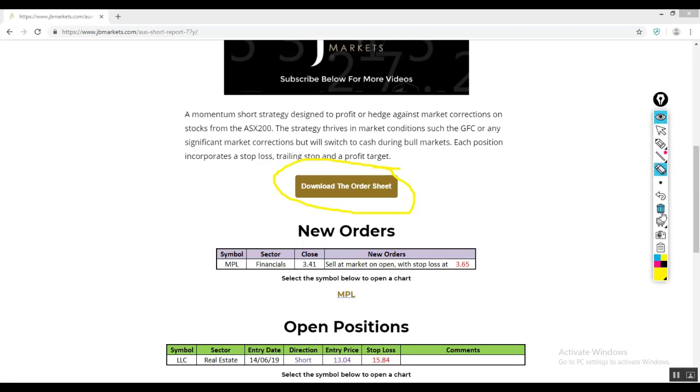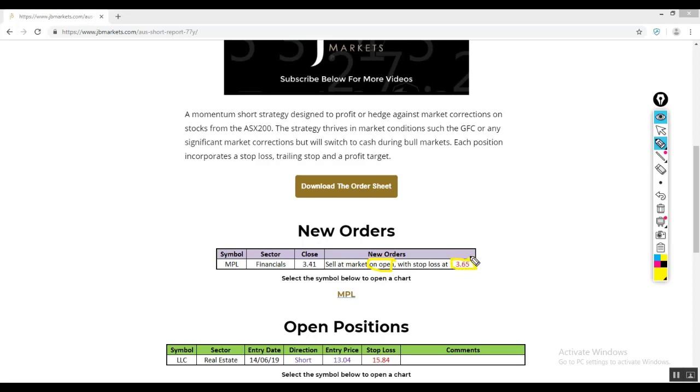So this first half here, you're going to see that we highlight a few things. We use only market orders, so it's easy to apply. Being a weekly strategy, you just need to place the order before the market opens. So here, just go through the column, you've got the symbol, which is MPL, Medibank Private, and you have the sector it belongs to, which is financials. The closing price as of Friday, that's used to calculate our entry, our position size, and we're selling at market, with the company stop loss at $3.65.